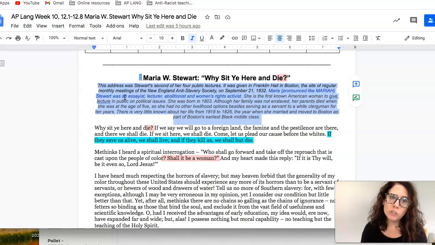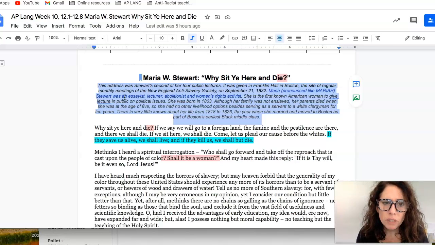She was the first known woman to give a political lecture in public. Huge. So immediately I'm thinking, okay, she's crossing gender boundaries. She's speaking at a time when women did not have equal rights, but she is a Black woman. And so she's speaking at a time when Black women, especially, were not considered to be academics or rhetoricians, right?